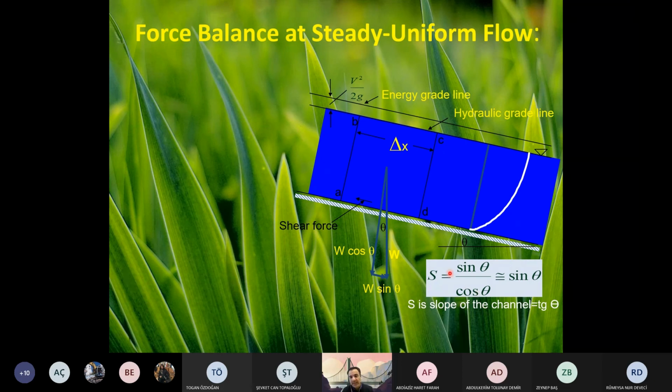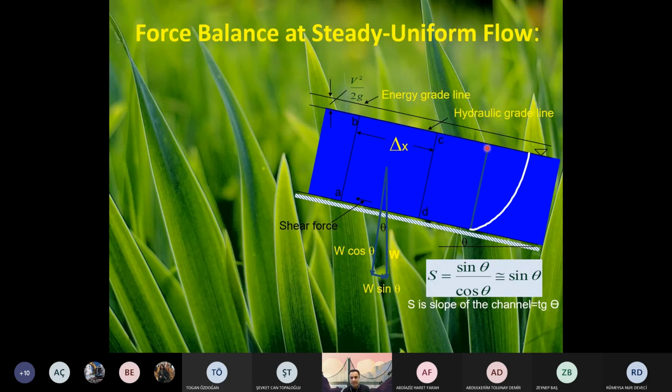Yes, it means tangent theta. In natural channels, slopes are very, very low. This theta is commonly less than 10 degrees. Therefore, instead of saying tangent theta, we can say that S equals to sine of theta. Okay, this is another rule, or S approximately equals to sine of theta. So from now, when I say S, it means the slope. So this is our slope, and we are going to derive drag force and also gravity force.